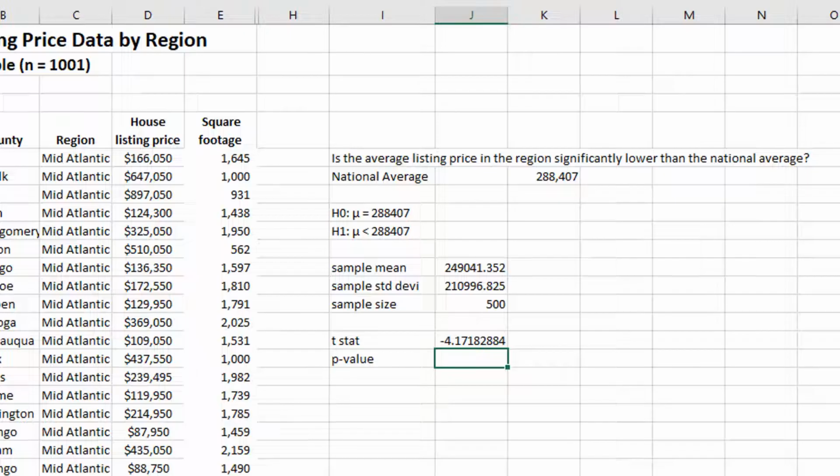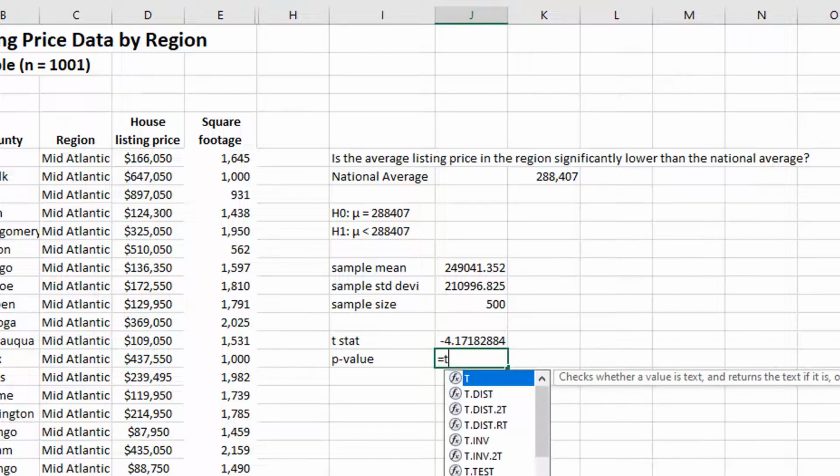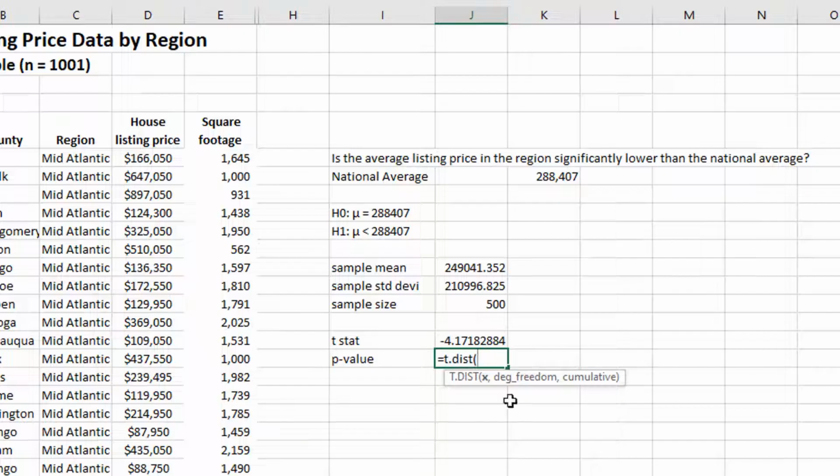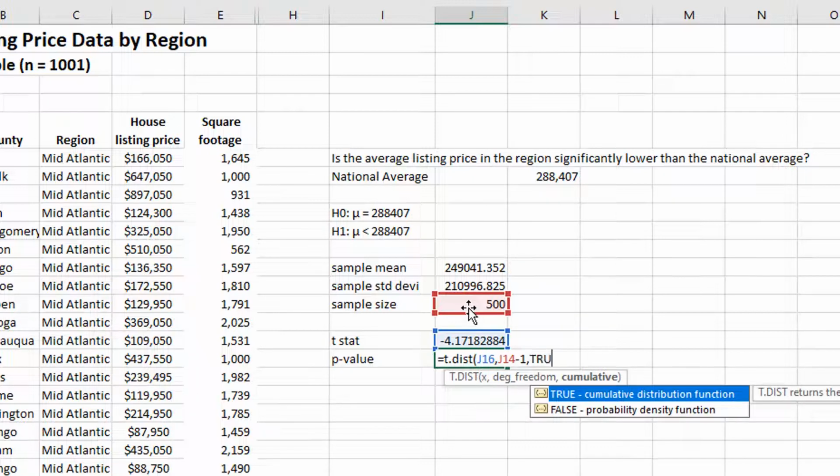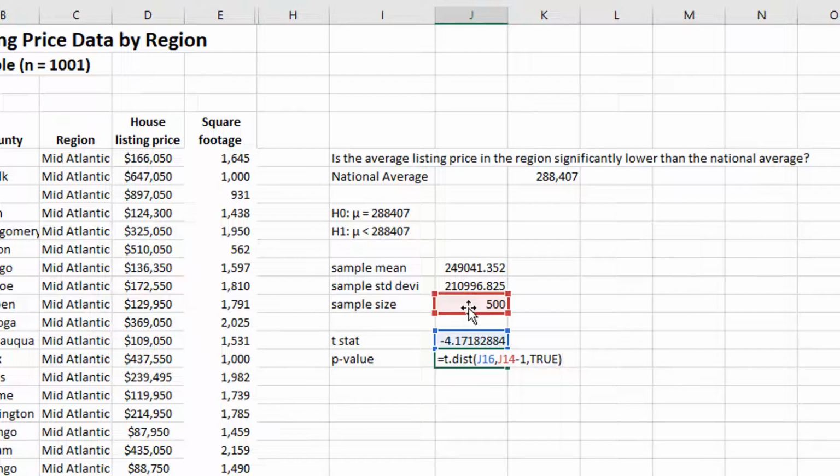Since this is a left-tailed test, we're going to use equals T.DIST, the t-distribution probability calculation. I put in this t-statistic, comma, degrees of freedom is going to be 500 minus 1. That's my degrees of freedom. For the t-test, it's sample size minus 1. Okay, comma. And then you have to say true, true to get the cumulative probability. False gives you the density. We never use that, unless you're really doing some mathy stuff, you wouldn't need the density for this. So that's all you need. This will give us a p-value, and it's going to be basically 0.